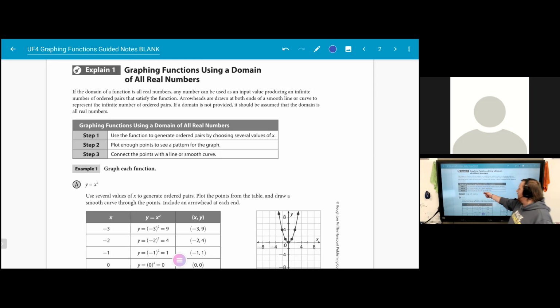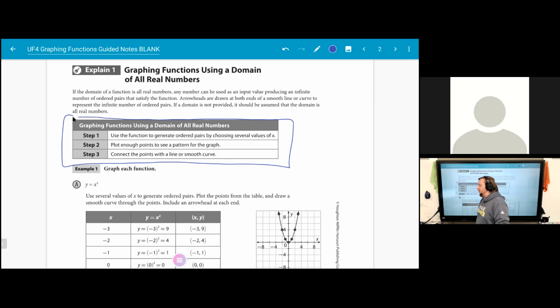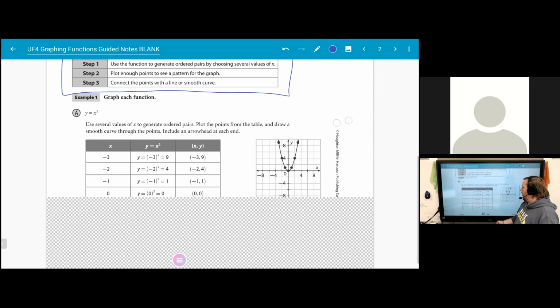How do we graph using all real numbers? Look, if it gives you step 1, step 2, step 3, this is how you do it. Use the function to generate ordered pairs by choosing several values of x, plot enough points to see a pattern for the graph, and then connect the points with a line or smooth curve. Again, we're talking specifically when it's all real numbers, not just a specific domain like we talked about just a minute ago. If I do x squared, look at this.